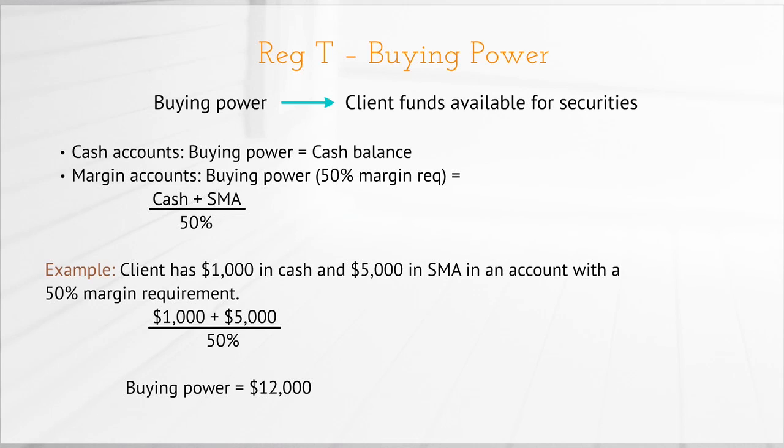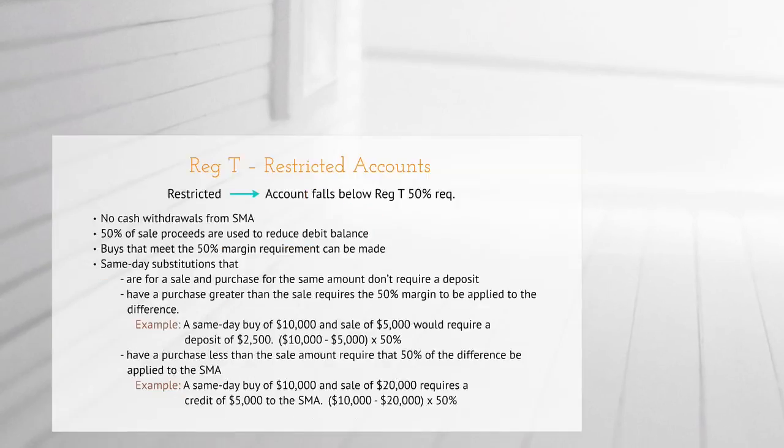So in our example here, we have a client with $1,000 of cash in their account, plus they have a $5,000 SMA for a total of $6,000, which means times 2 or divided by 50%, they have a total buying power of $12,000, which they can use to buy securities.